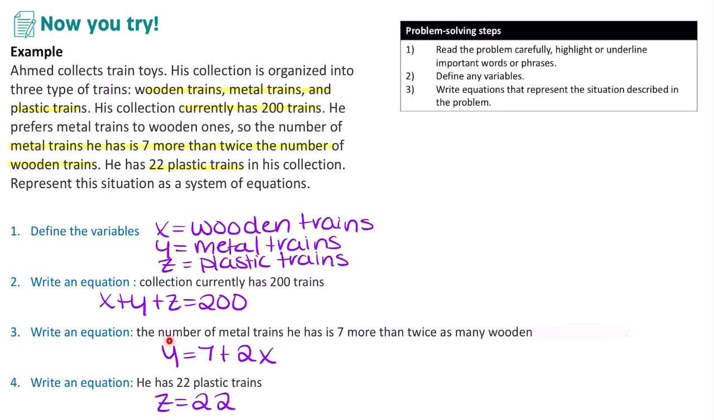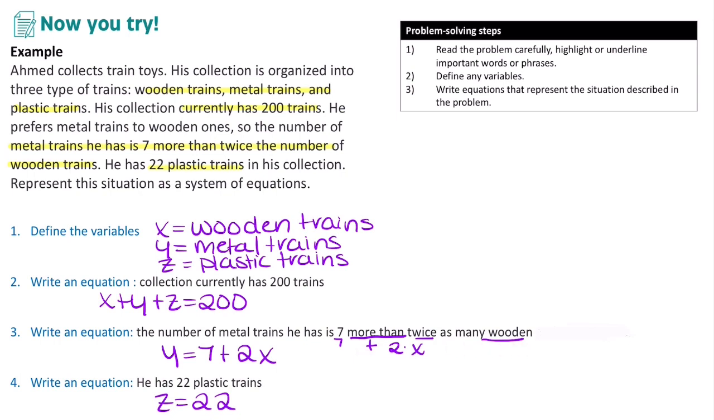The next sentence, the number of metal trains he has is 7 more than twice as many wooden. So I really like this sentence because this is a very mathematical sentence, right? So we can just directly even translate this. So we would say like 7, and then more than will become plus. Twice means 2 times, and then wooden is x. Okay, so you see that's how you turn that into that equation, y equals 7 plus 2 times x. Okay, like I said, very mathematical sentence.